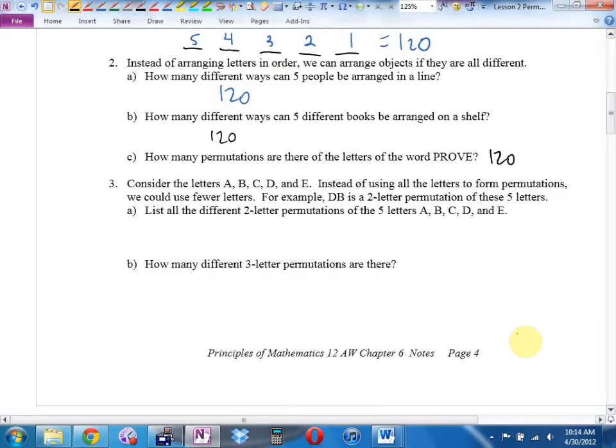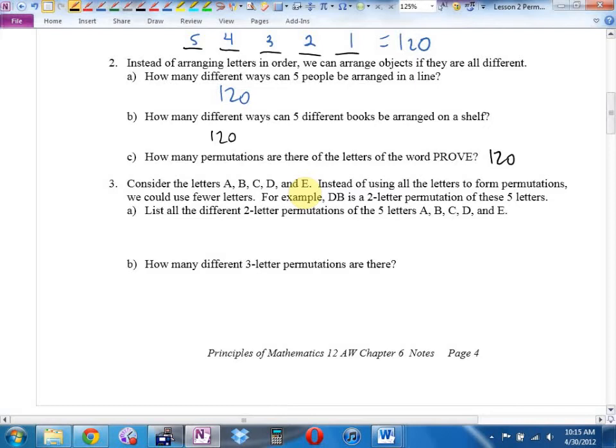Let's go back to our word of A, B, C, D, E. But instead of picking all 5 letters, we could use fewer letters. For example, DB is a 2-letter permutation of these 5 letters, as is DE, as is DA, as is DC, as is AB, AC, AD, and AE, as is BA, BC, BD, and BE. It says list them all. Forget it. I don't want to list them all. I want to just know how many there are.